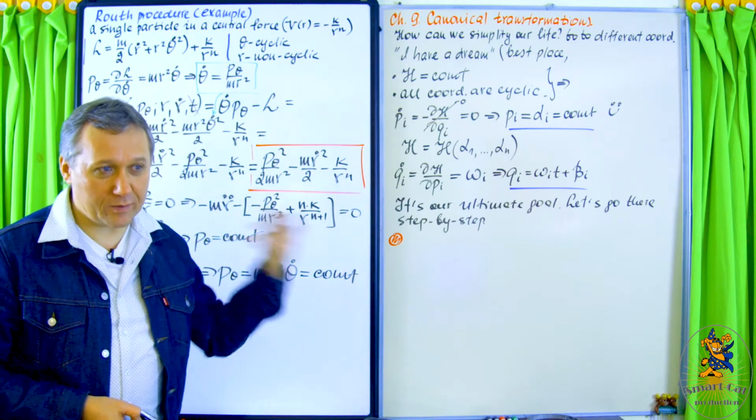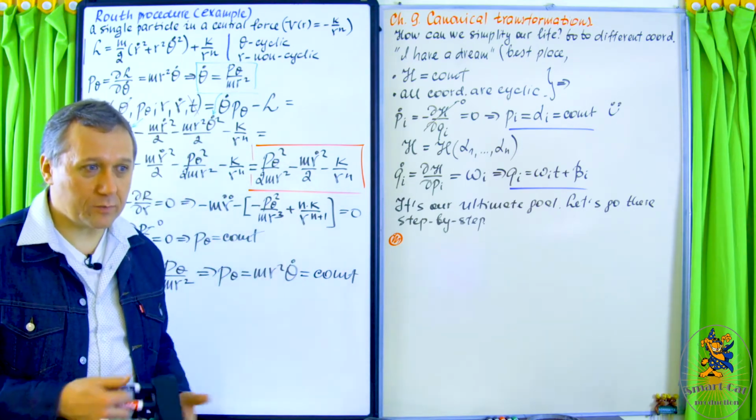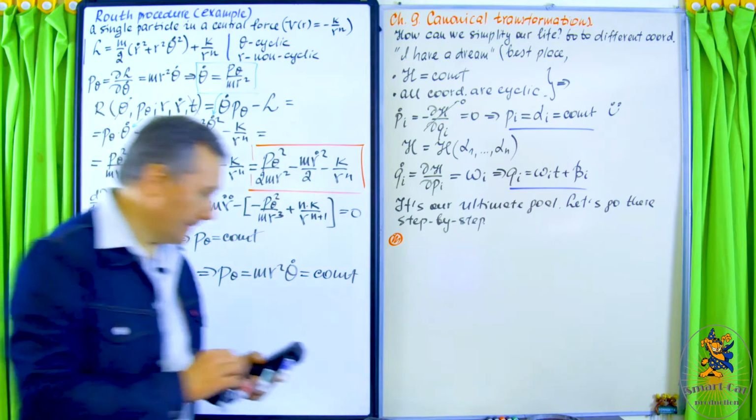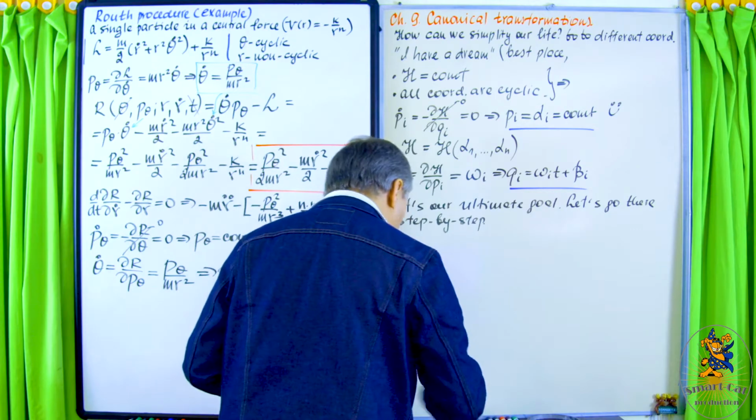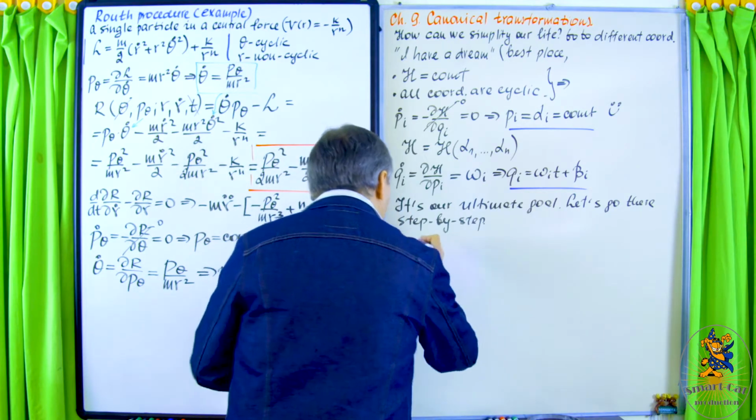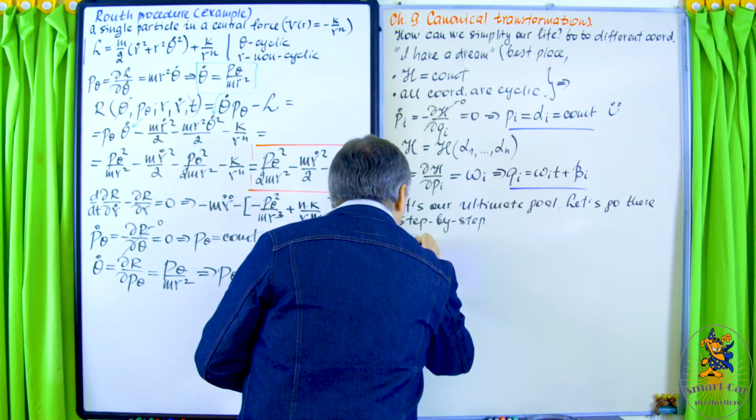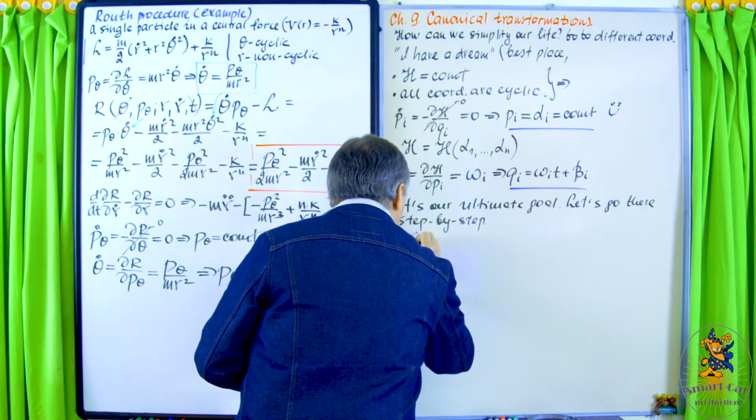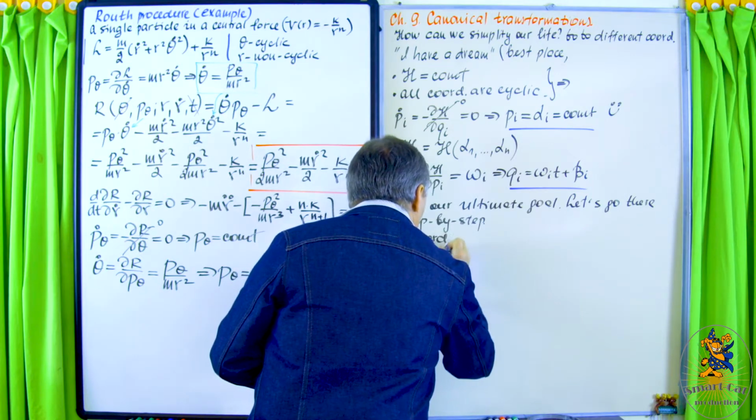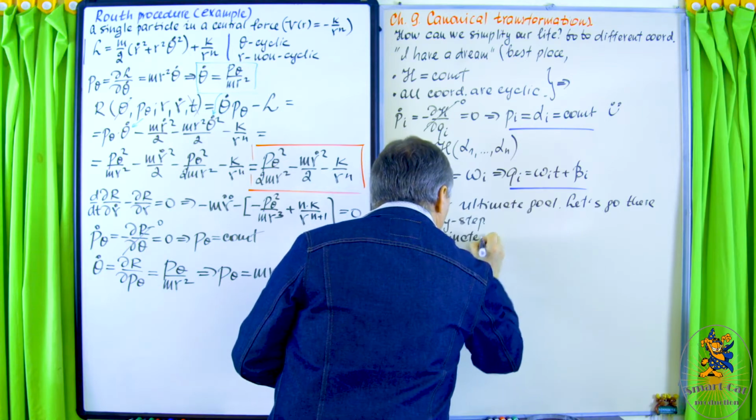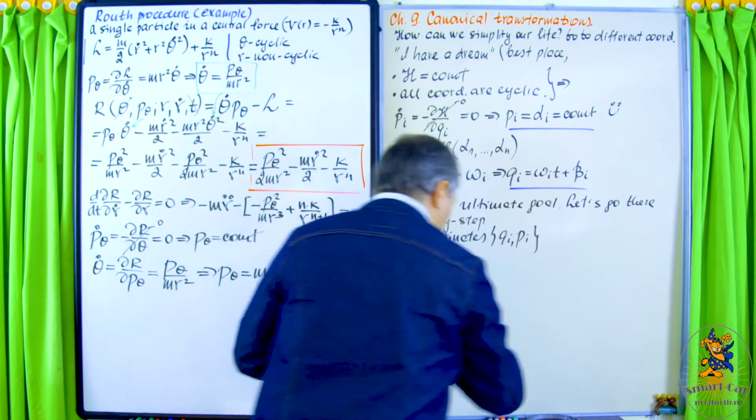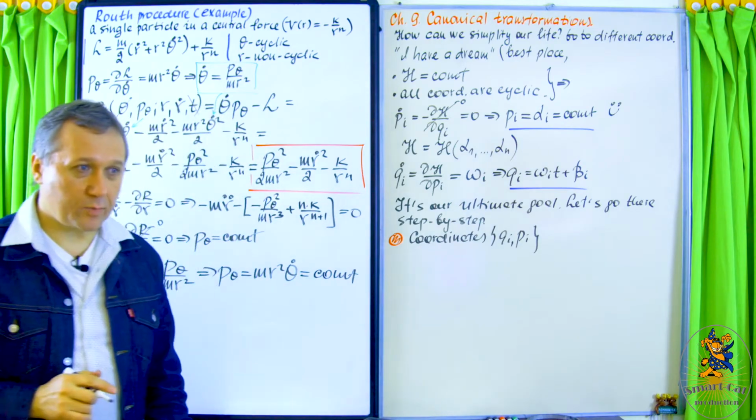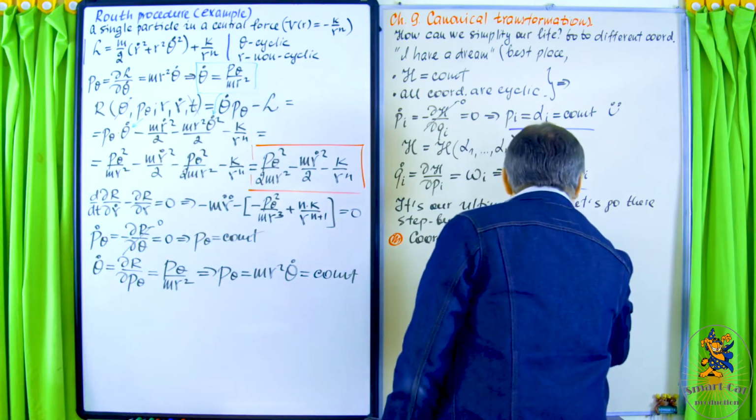So let me write down the definition, because it's very important in all this formalism, in all these procedures. Coordinates q_i, p_i are said to be canonical. Let me write the definition.